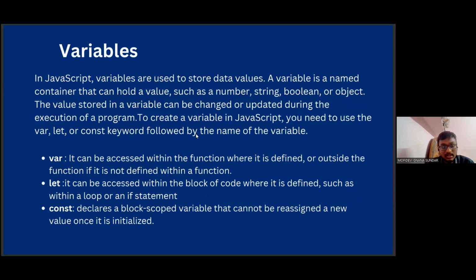The first one is var. Var can be accessed within the function where it is defined, and it can also be accessed outside of the function. Next is let. It can be accessed within the block of code, and it cannot be accessed outside of the block. And next one is const. Const declares a block-scoped variable that cannot be reassigned. If we give a particular value, the value will be fixed for const variables.